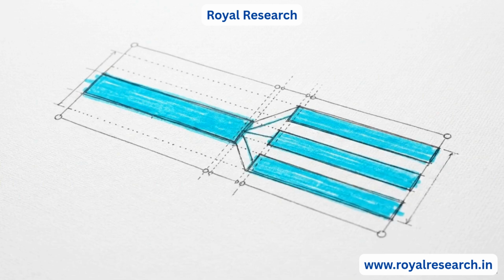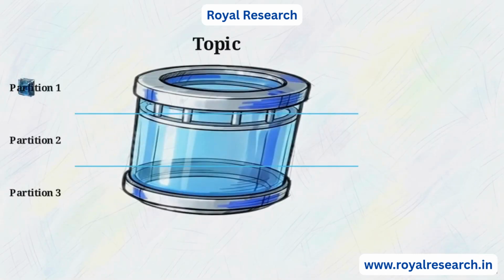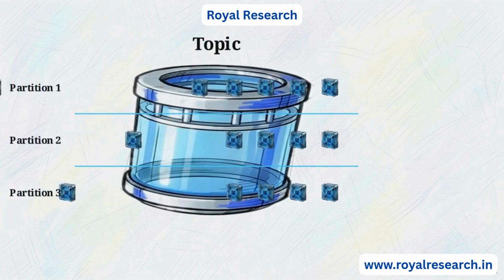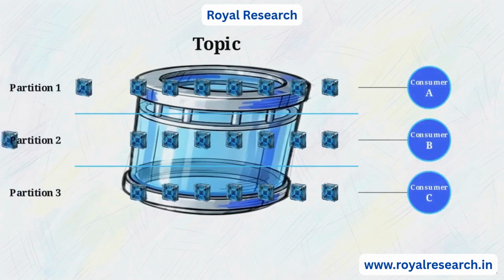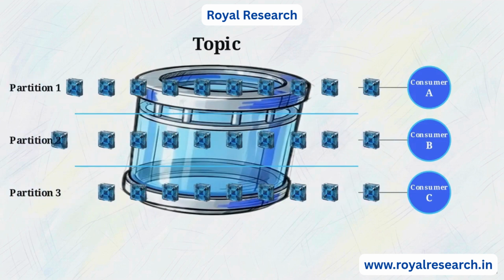A single machine can only write to or read from one log so fast before the hardware maxes out. To bypass this limitation, Kafka logically subdivides a single topic into multiple partitions. As shown here, the main stream splits horizontally into 3 separate logs, distributing incoming data evenly. This directly enables parallel processing. Multiple consumers can now read from the same topic simultaneously, processing data from different partitions without locking each other out.